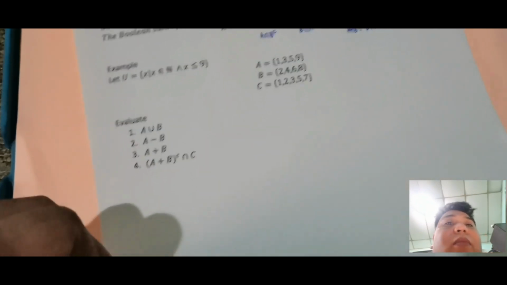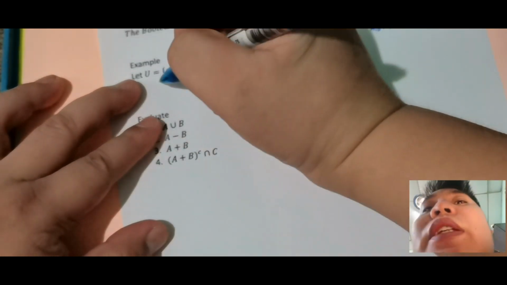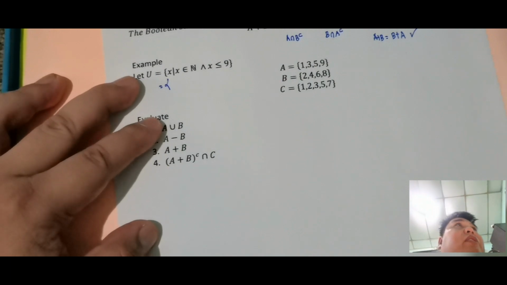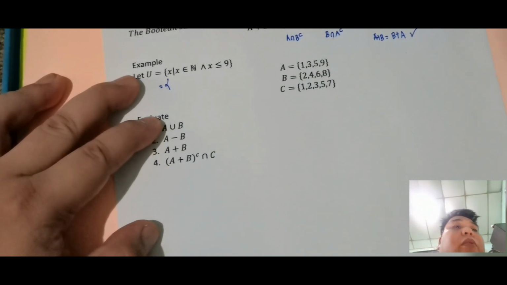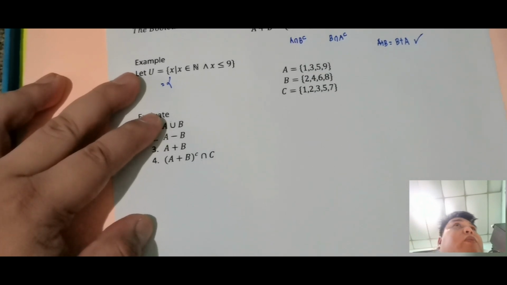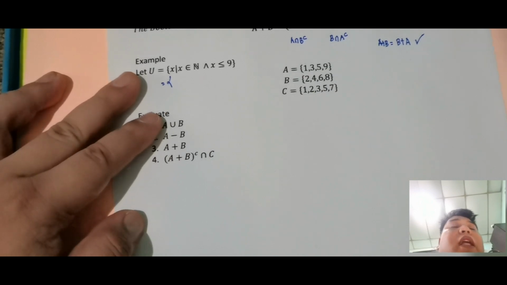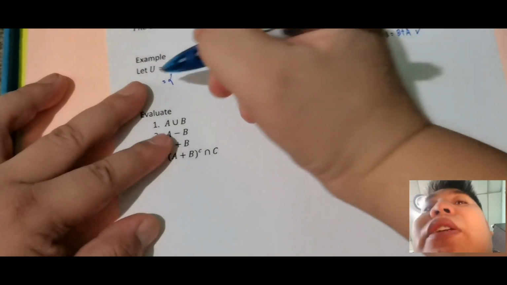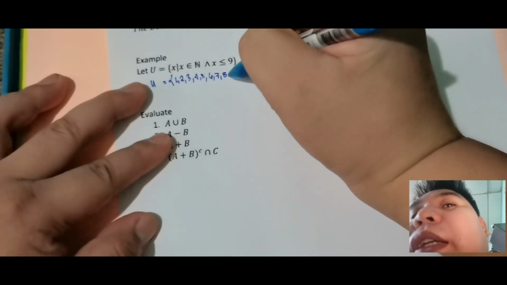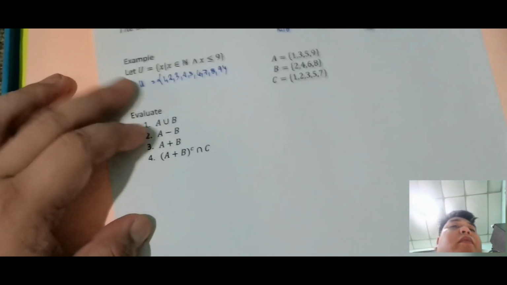Usually kasi ganyan yung given ko pag mga exam. For example, let U be the set containing X where X is an element of natural number. Obviously, counting yan, starting from 1. Next, X is less than or equal to 9. So, yung set na merong 1, 2, 3, 4, 5, 6, 7, 8, hanggang 9. Therefore, U is the set containing 1, 2, 3, 4, 5, 6, 7, 8, and 9. Yan yung laman ng U.